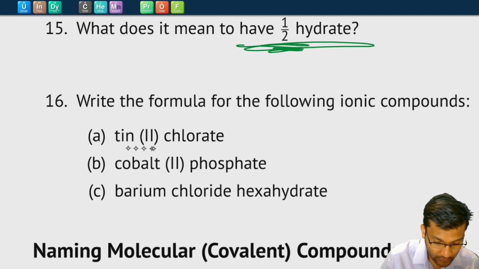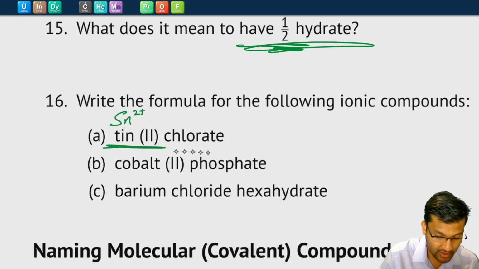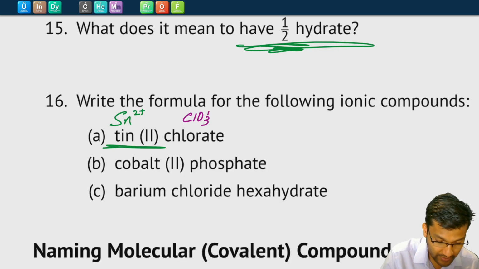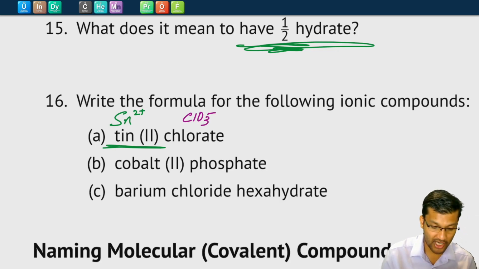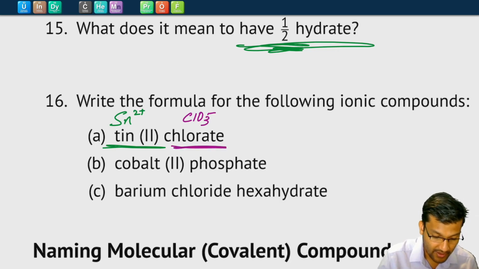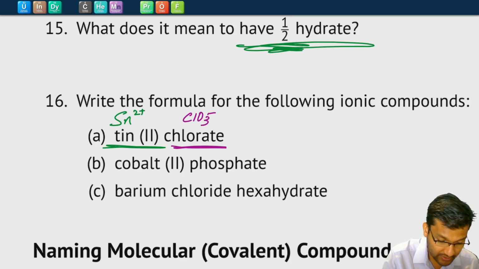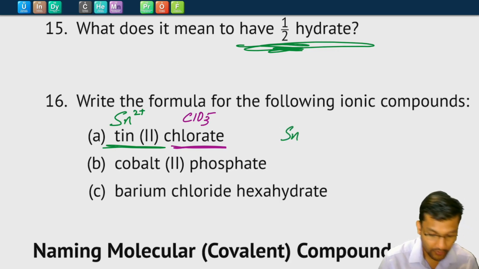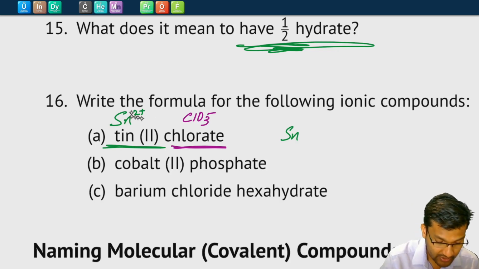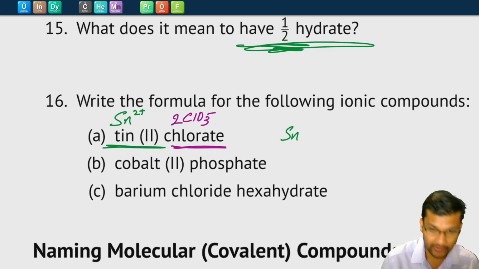So tin 2 has a formula of Sn. 2 means it has a 2+ charge. Chlorate, the ion chlorate is ClO3-. If you remember from our chart, it was one we had to memorize. So this formula is simply Sn. Now we have to balance charges. This has +2 charge, which means we need 2- charges. So to make 2- charge, we need to multiply the whole thing by 2, right?